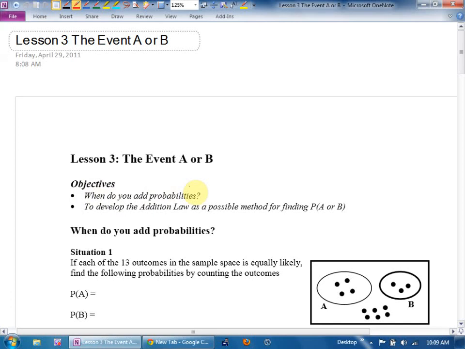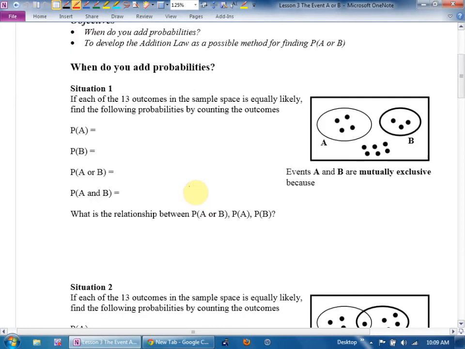And I kind of threw that in last unit already with combinatorics. I said that "and" means multiply last unit, which is really going to become important this unit. And "or" means add, but it's not quite that simple. So the question asks, when do you add probabilities?